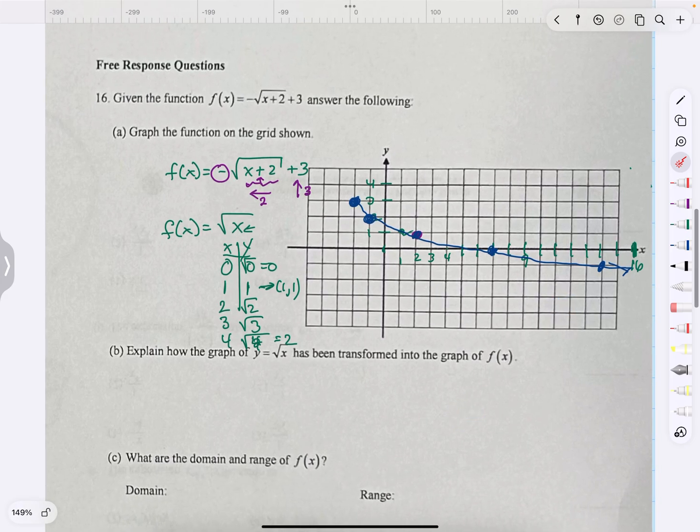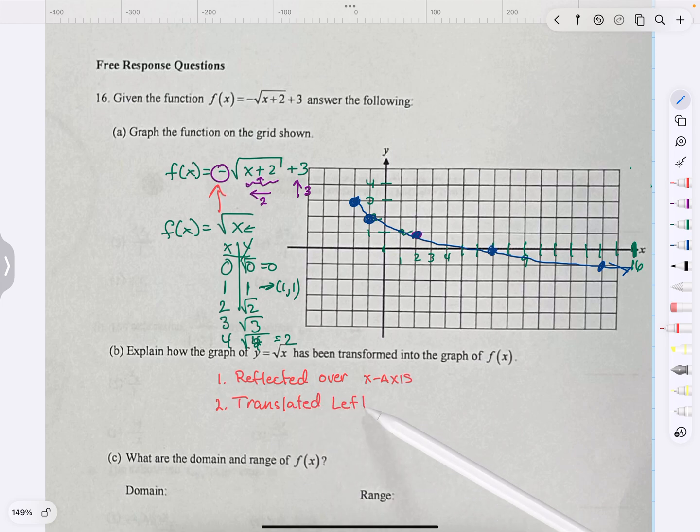Now, this transformation stuff, I talked about that right up here. How is this thing different? So we just write these things. Number one was the reflection we did. So we say it's reflected over the x-axis. Okay, so that was the flip upside down, the negative sign out in front. It was shifted, or let's get really formal here for your teacher, translated.